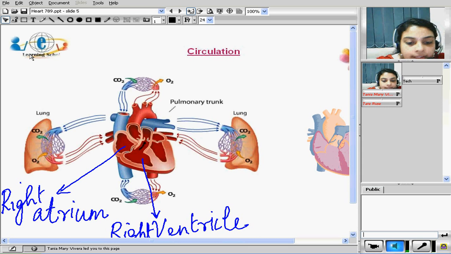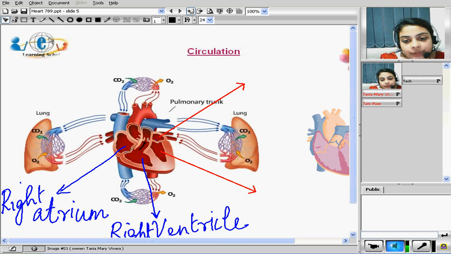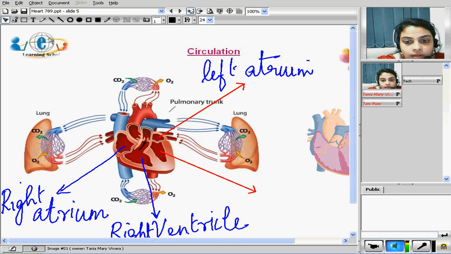Now, can you mark the left atrium and the left ventricle? It's on the left side, right? Both are on the left side, called the left atrium and the left ventricle. Okay, that's correct. What you marked is correct. So this is called the left atrium. And the lower portion, since it's a ventricle and it is on the left side, is called the left ventricle.